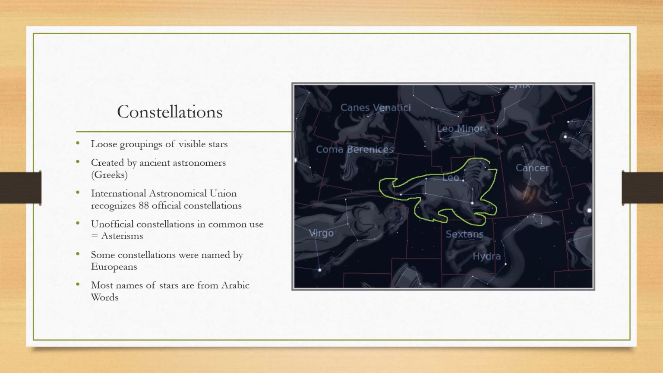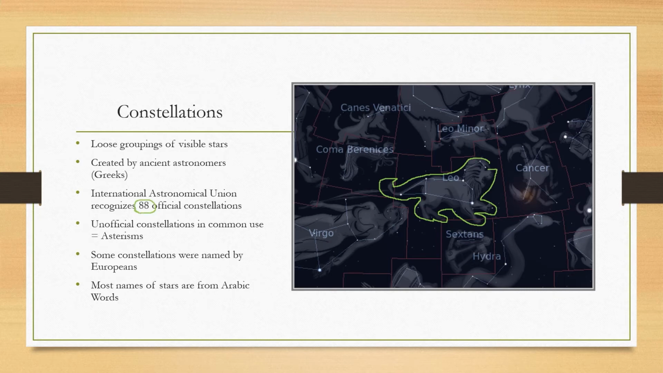Most of these were created by the ancient Greek astronomers. For example, Ursa Major and Ursa Minor, the large and small bear, Canis Major, Canis Minor, the hunting hounds and companions of Orion. The International Astronomical Union recognizes 88 official constellations. 88. And there are quite a few unofficial constellations.